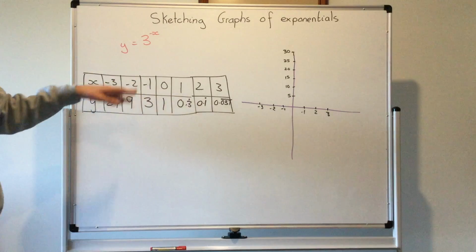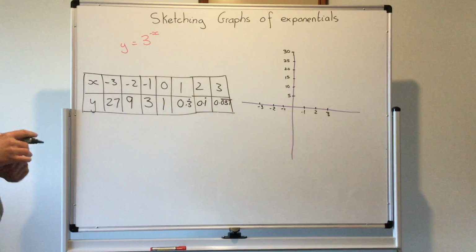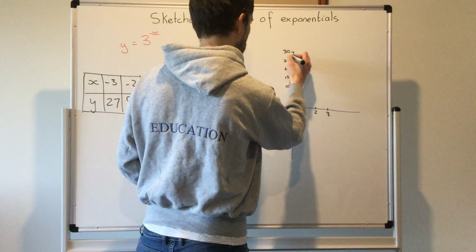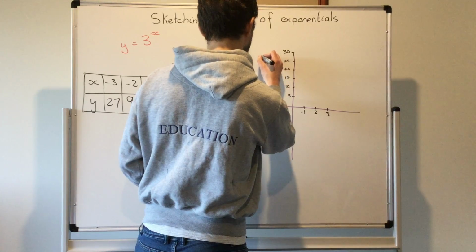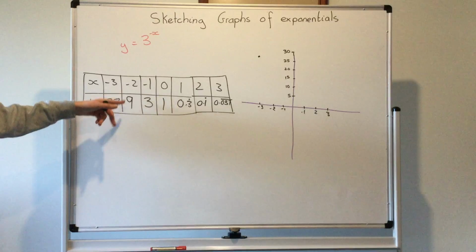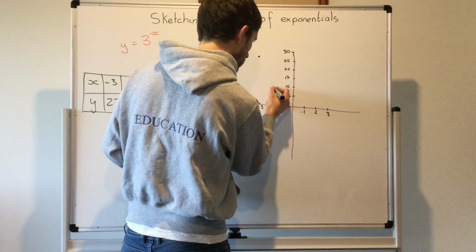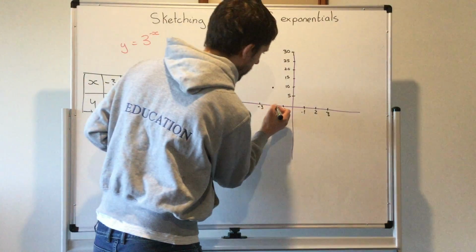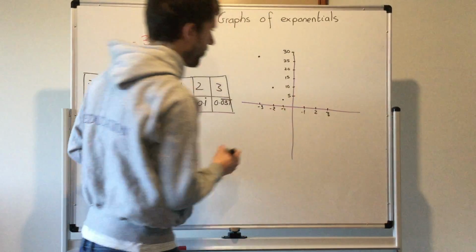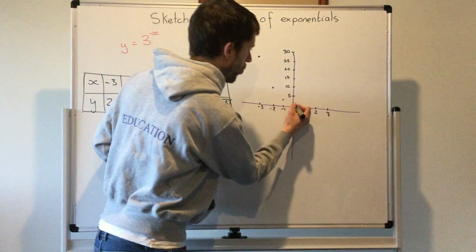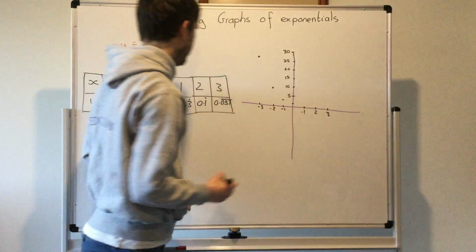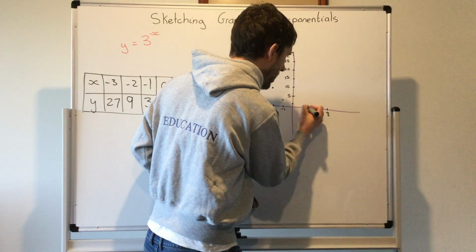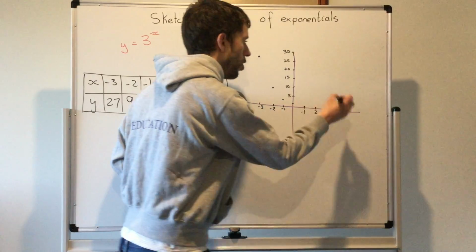Next thing, I'm just going to go through and put dots where my points are. When x is -3, y is 27. When x is -2, y is 9. When x is -1, y is 3. When x is 0, y is 1. When x is 1, y is 0.3, and it just keeps scraping along the edge.